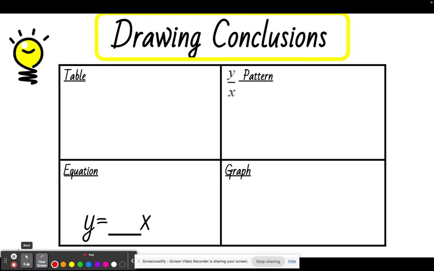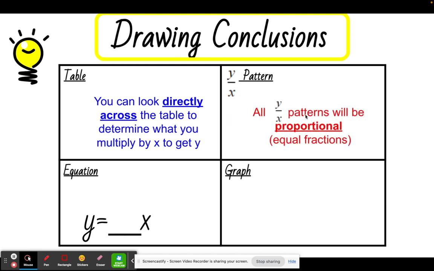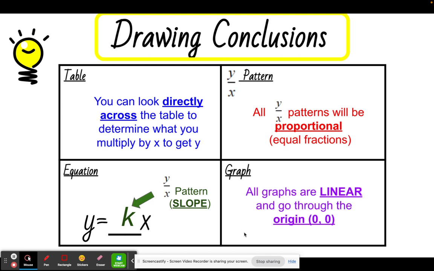So, just drawing conclusions. For a table, if you can look directly across the table to figure out what you can multiply x by to get y, you have a direct variation. All y over x patterns will be proportionate, which means they will be equal fractions. Your y over x pattern is your slope, and we're going to call that k for direct variations. And the graphs are linear and they will always go through 0, 0.